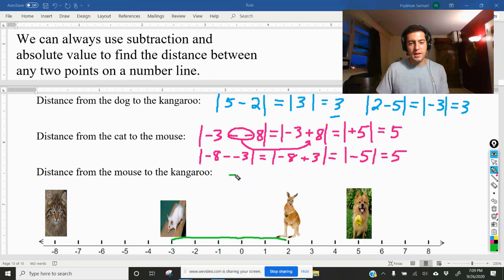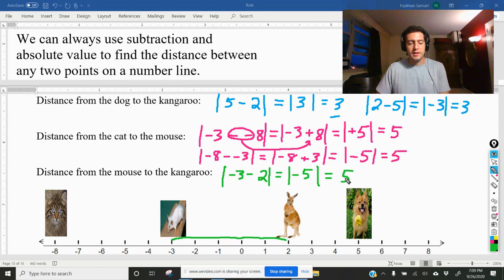So the mouse is at -3, the kangaroo is at +2, and then I need to put a subtraction symbol between these two numbers and take the absolute value. So that's going to give me, let's see, -3 minus 2 is -5. I'm remembering the rule: same symbols, add and keep the symbol. So 3 plus 2 is 5, and the symbol here was the negative symbol. But I still have to take the absolute value, so I have to copy these absolute value bars. And the absolute value of -5, well, we did that before. The absolute value of -5 is +5.